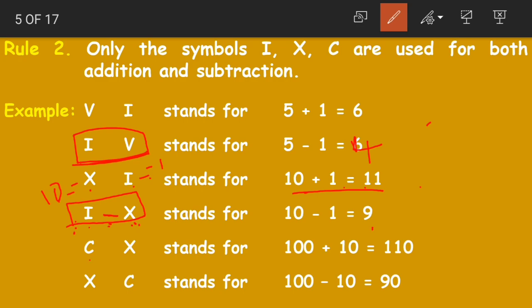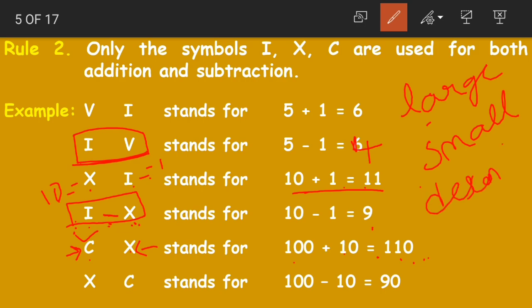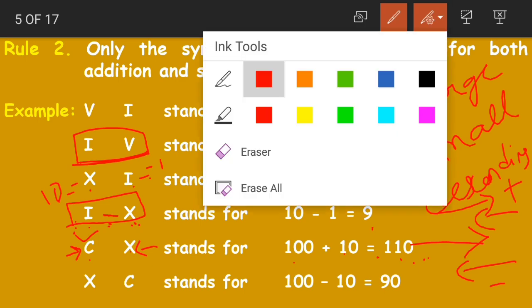The next one is CX. C means 100, X means 10. So what does CX mean? CX means 100 plus 10, that is equal to 110. C is the larger. Always the Roman symbols should be in this order: first comes the large, then comes the smaller number. It should be in descending order, big to small. Okay, children, in descending order. Whenever the order is changed, we subtract the numerals. When they are descending, we add. When they are ascending, we subtract.